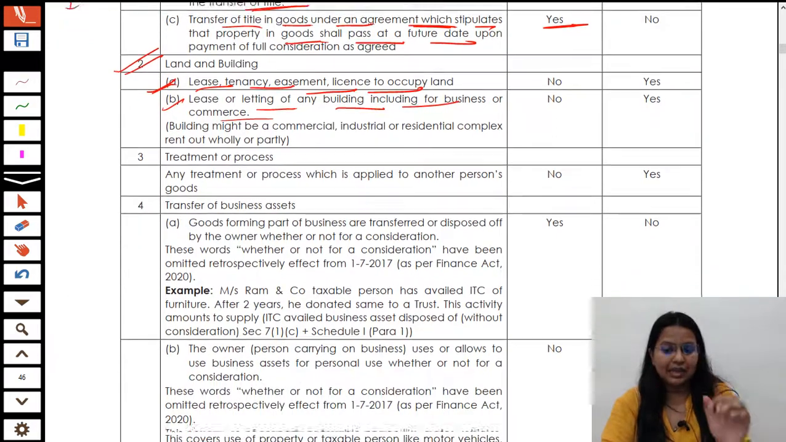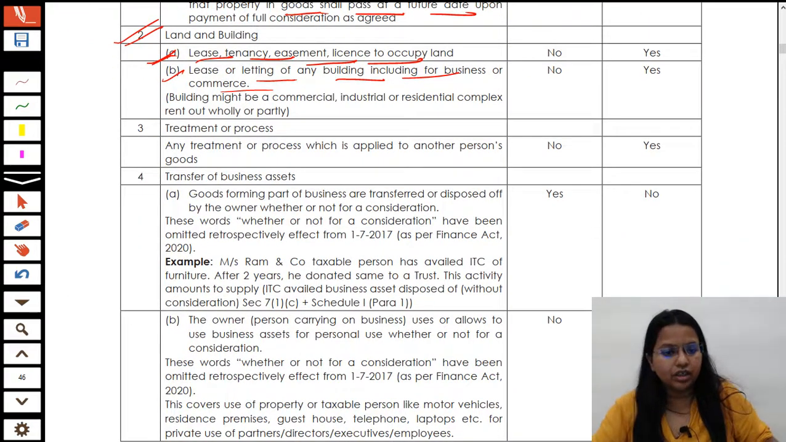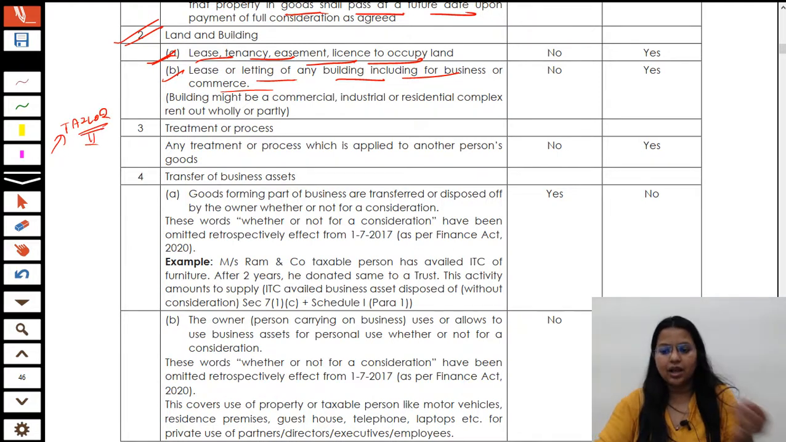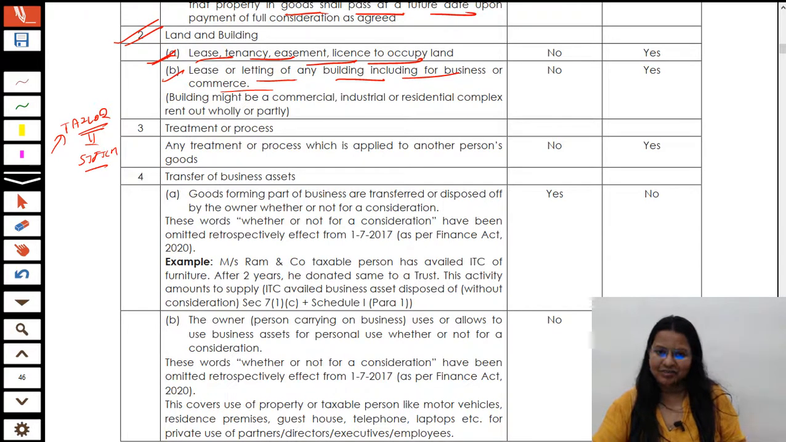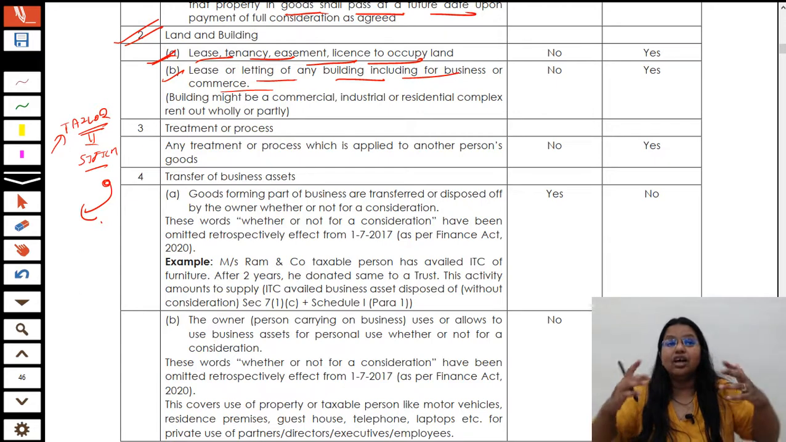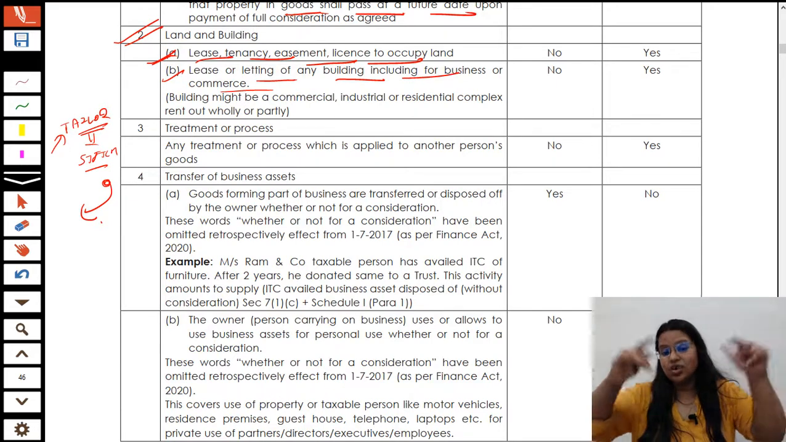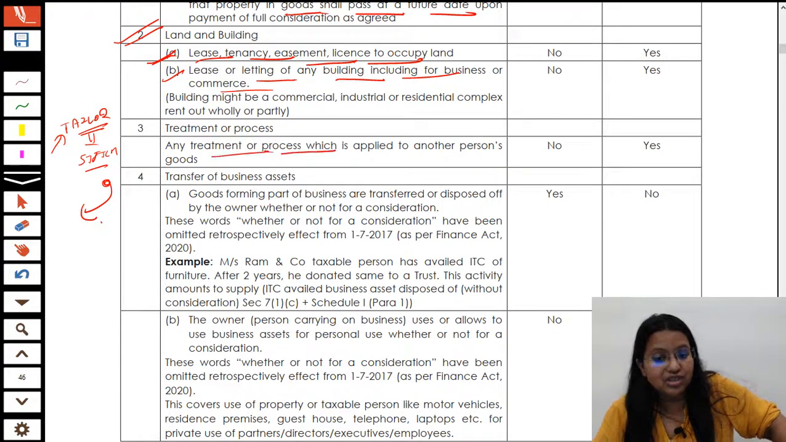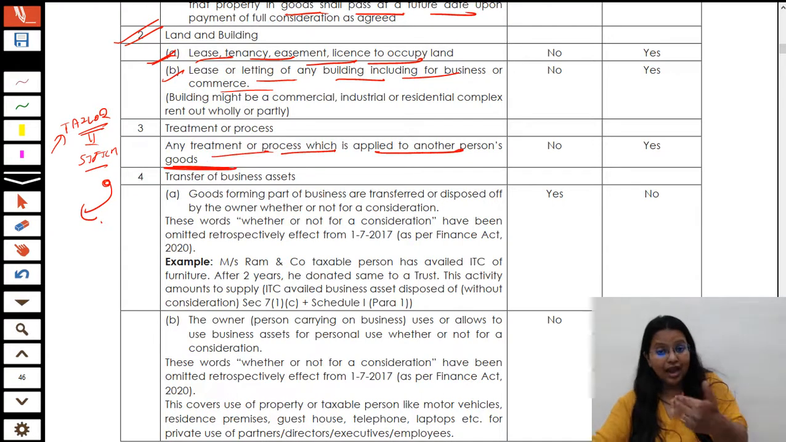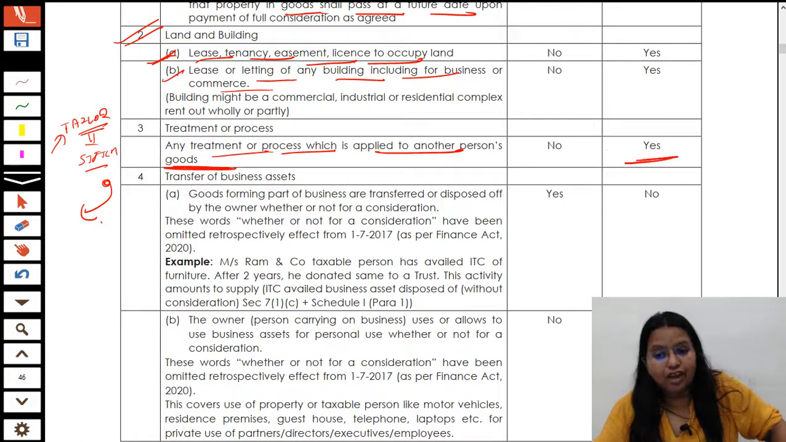Next is treatment or process. It means, students, have you ever given your clothes to a tailor and said to that tailor, uncle, please just stitch it and make a very nice dress from it? Yes. So in that case, when the tailor returned the dresses to us, we said the tailor has given very good services, not goods, because the material is ours only. It means they have done a treatment or process on that material. So it means they have supplied the service. So whenever any treatment or process is applied to another person's goods, for example on our material, it will be a case of supply of services.